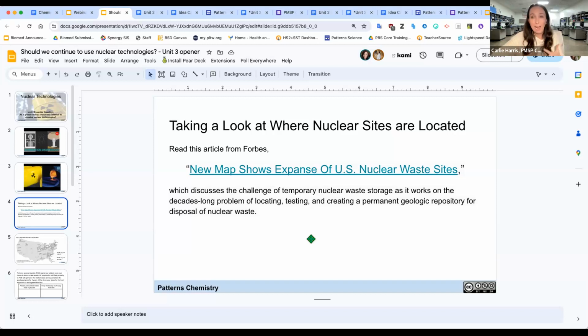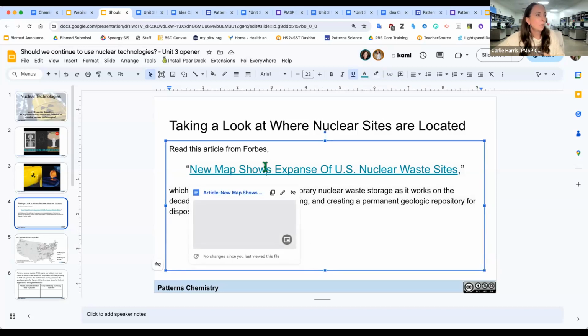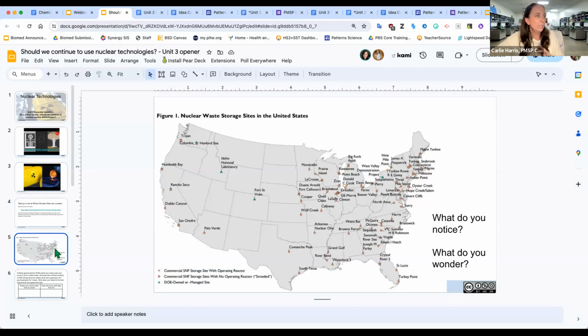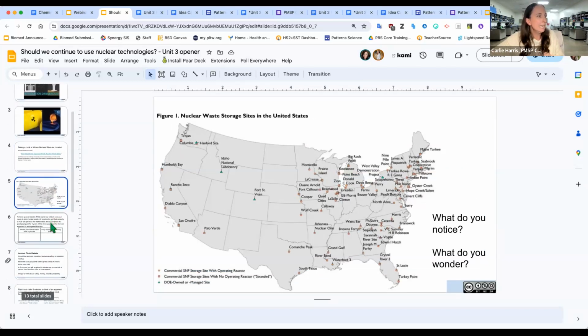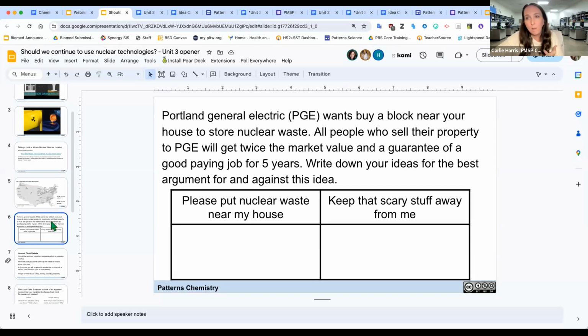We relate this back to our nation and what we might do in terms of storing some of the byproducts of using this nuclear technology. There's an article here that students can read that talks about these nuclear waste storage sites, and a little map where we have students engage in this. And then we propose a question for our students, right?